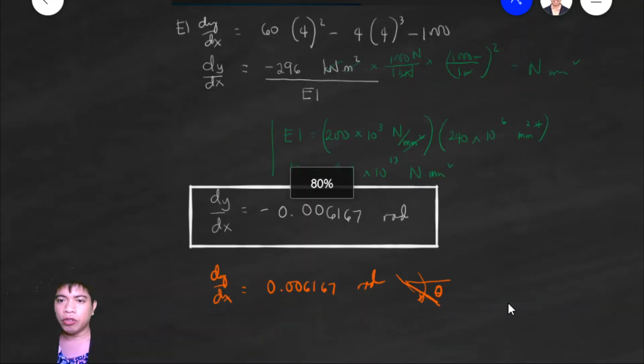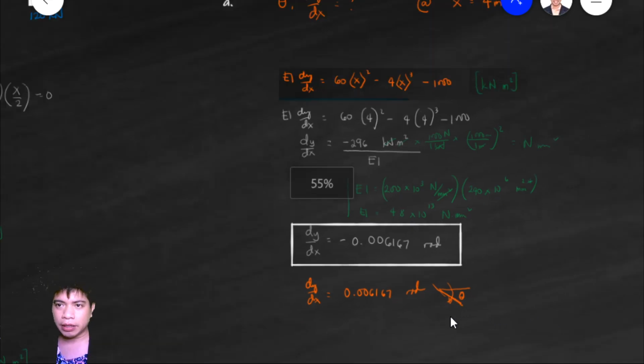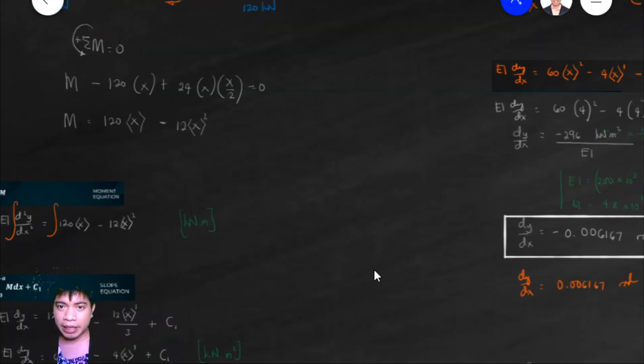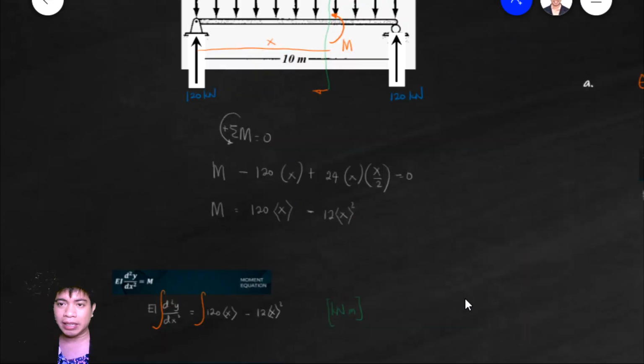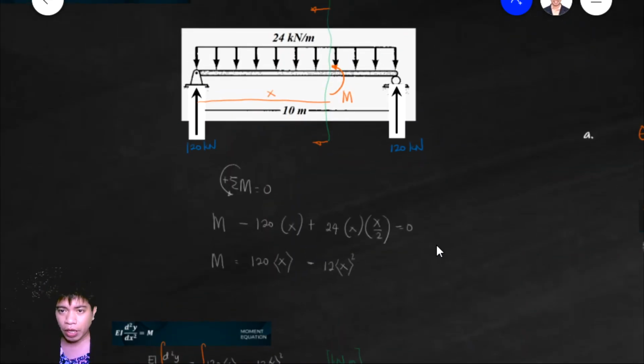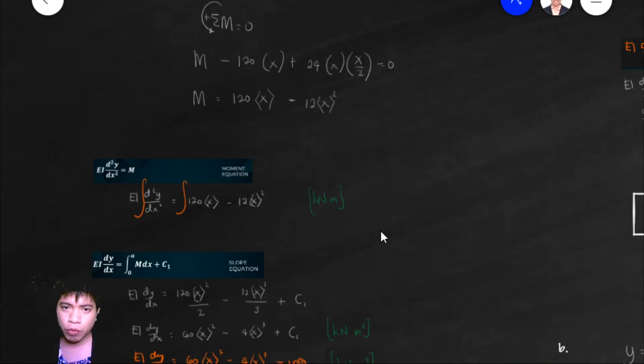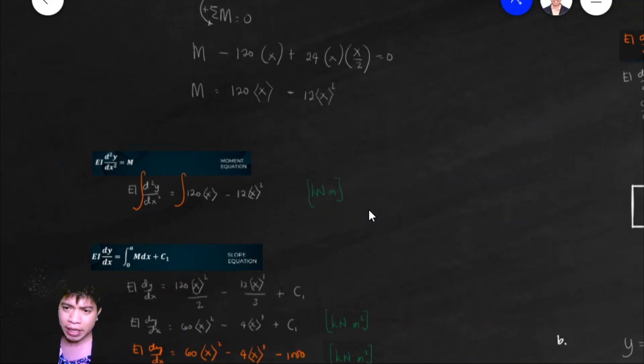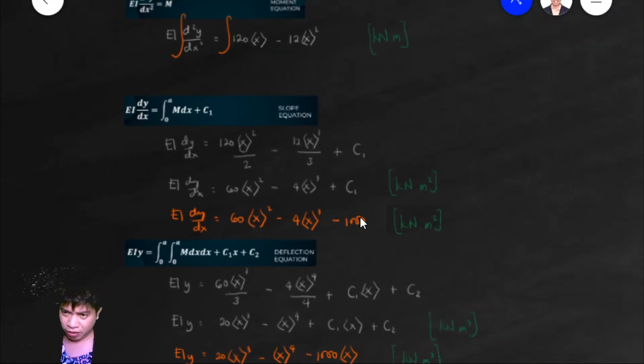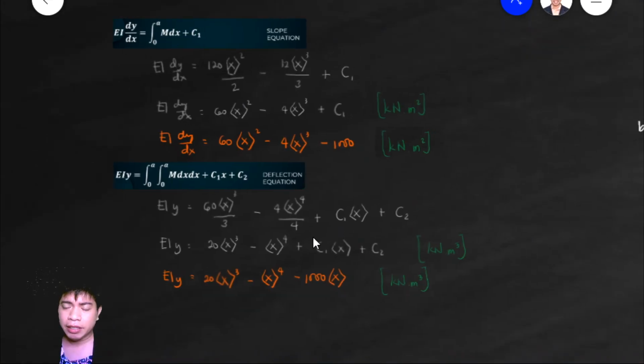So, ayun guys, if you want to screenshot, okay? So, sige nga, balikan natin guys yung ating problem. Yung una natin ginawa is sinolve natin yung ating mga reactions. And then, kinuha natin yung ating moment equation with respect to x. Tapos of course, gumawa tayo ng moment equation. And then integrate natin siya para makuha si slope equation, at ito na nga yun. And then integrate pa natin para makuha si deflection equation.